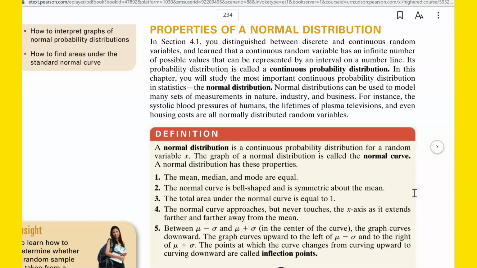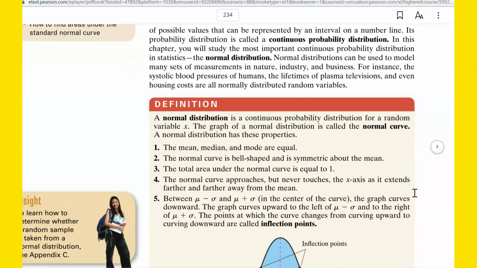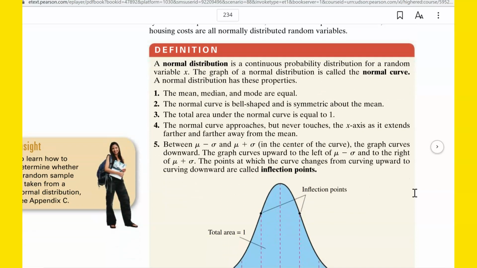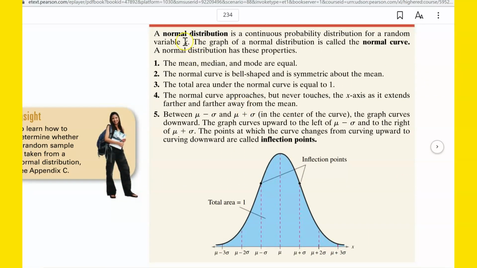In section 4.1, you distinguish between discrete and continuous random variables and learn that a continuous random variable has an infinite number of possible values that can be represented by an interval on a number line. Its probability distribution is called a continuous probability distribution. In this chapter, you will study the most important continuous probability distribution in statistics, called the normal distribution. Normal distributions can be used to model many sets of measurements in nature, industry, and business. For instance, the systolic blood pressures of humans, the lifetimes of plasma televisions, and even housing costs are all normally distributed random variables.